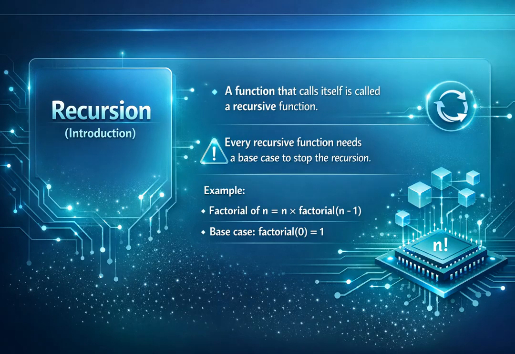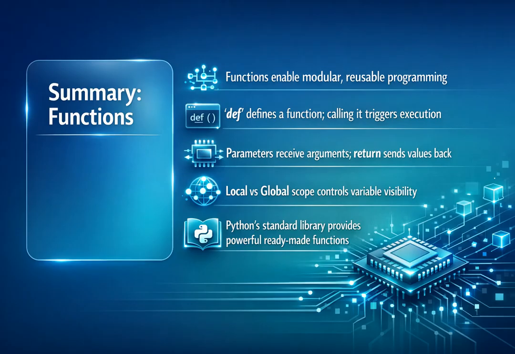To summarize Chapter 7, functions are named blocks of reusable code defined with def. They accept parameters, optionally return values, and have their own local scope. Python's standard library provides powerful ready-made functions through importable modules. Functions are essential for writing organized, efficient, and maintainable programs.